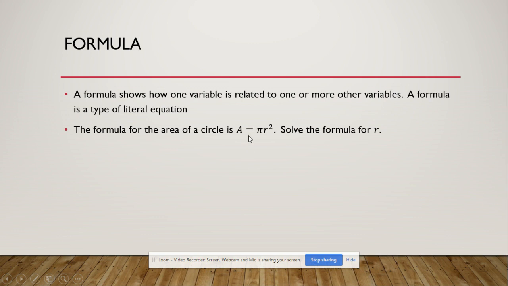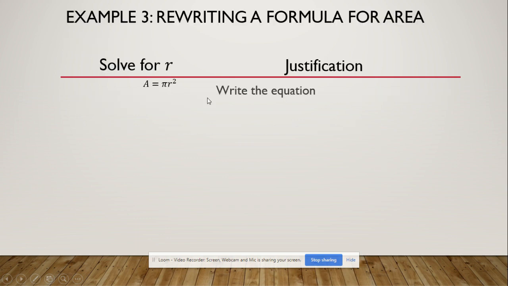It's already solved for a. This is solved for a in terms of r. We're going to solve it for r and put it in terms of a. So first, we write the equation. Now, I'm multiplying by pi, and I've got r squared. First thing we're going to deal with is that multiplication.